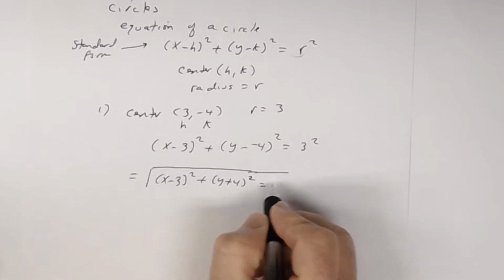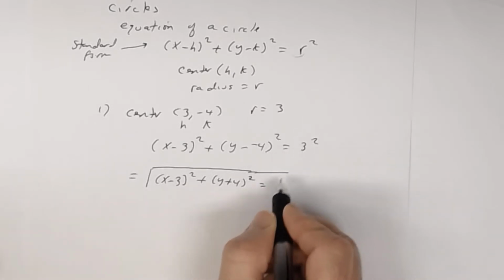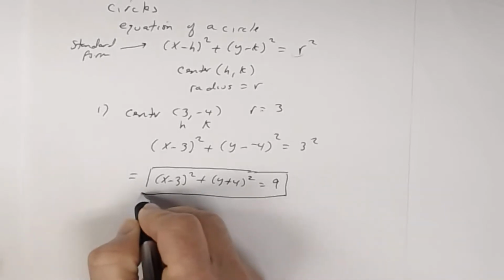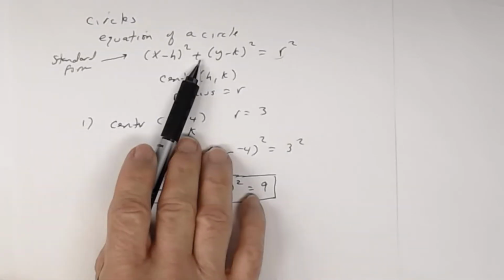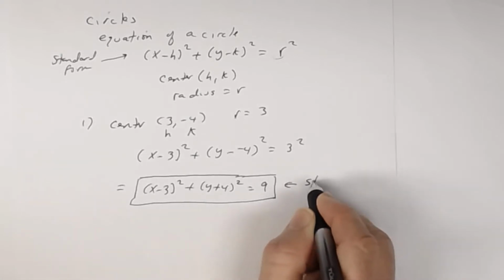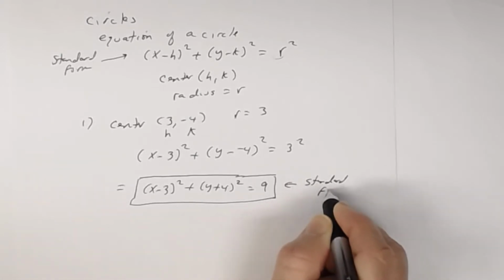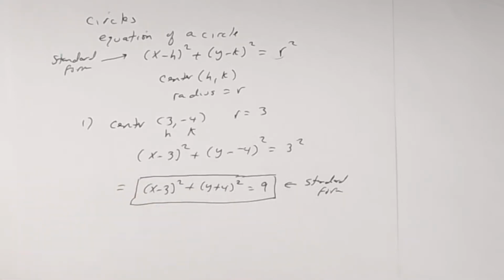And we also know that 3 squared, 3 times 3, means 9. And there's your answer. Now don't FOIL this out. Leave it like this, because remember, it said standard form. There's your standard form. That's how it's supposed to look. Very simple. All you do is plug into your equation.